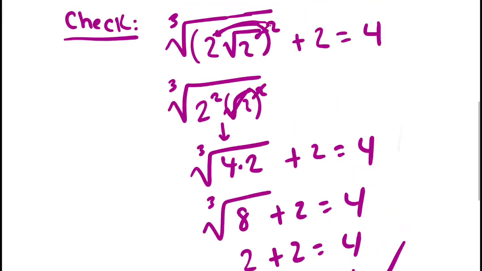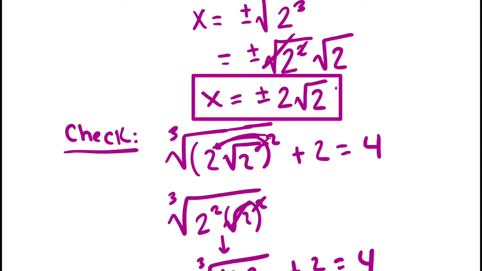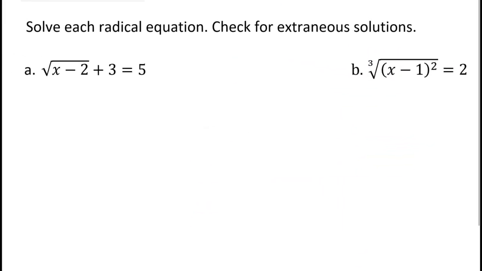So therefore we can go ahead and confidently say that these two are our solutions. Notice that I plugged in only the positive version, but if I plugged in the negative version, I would also get the same answer. So I'm going to go ahead and box my solutions. I got 2 solutions here. Alright, pause the video, try the following 2 problems first.